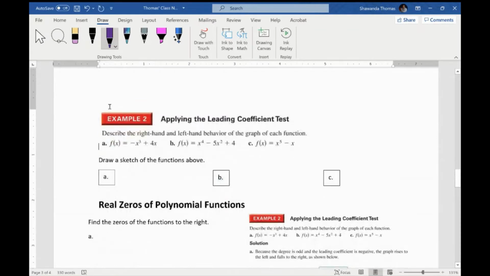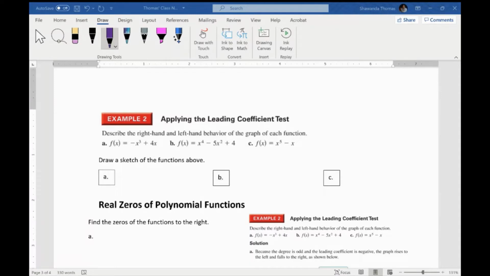Let's discuss applying the leading coefficient test. Describe the right hand and left hand behavior of the graph of each function. Let's look at A. F of x equals negative x cubed plus 4x. First question, what's the degree? 3. Very good. Someone other than Kenneth and Nakiria, what is the leading coefficient? Negative 1. Very good.